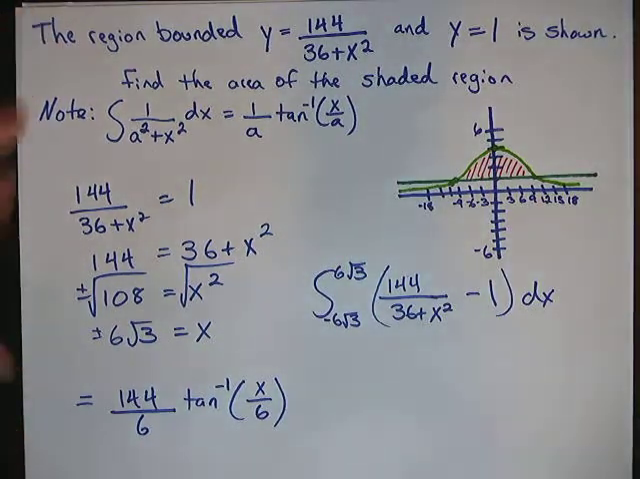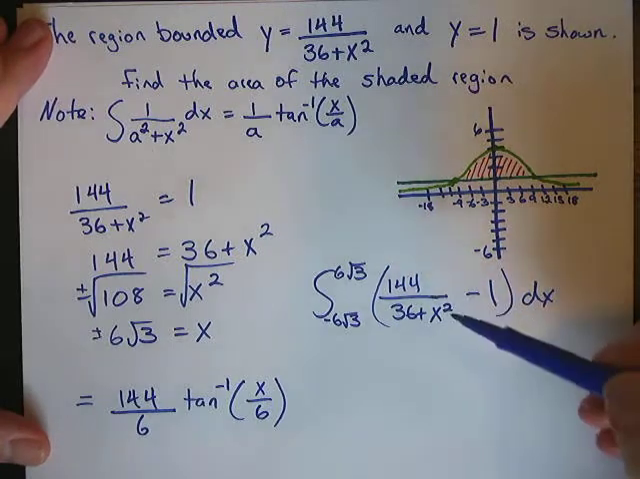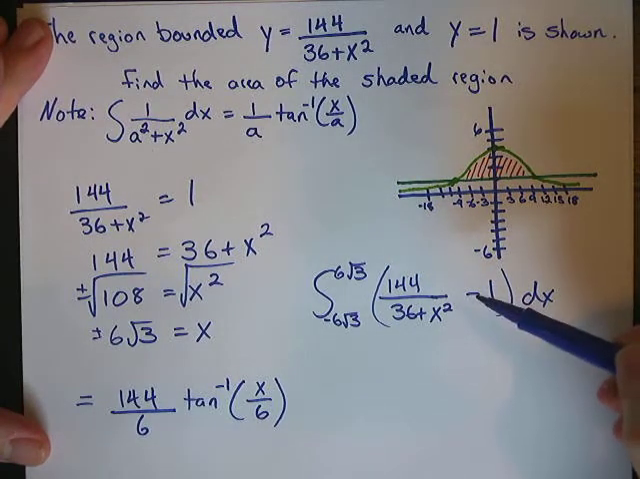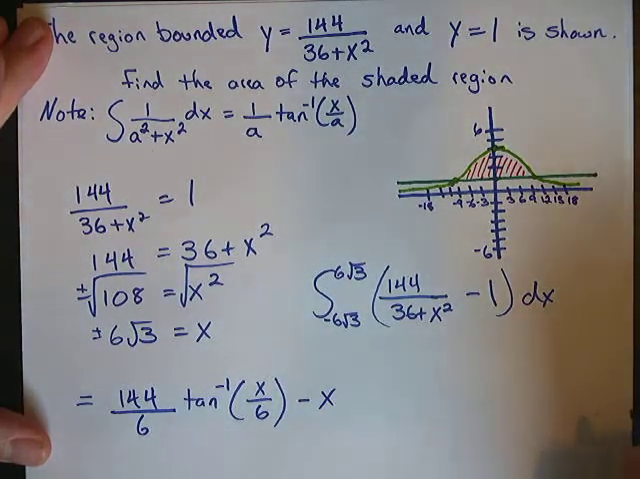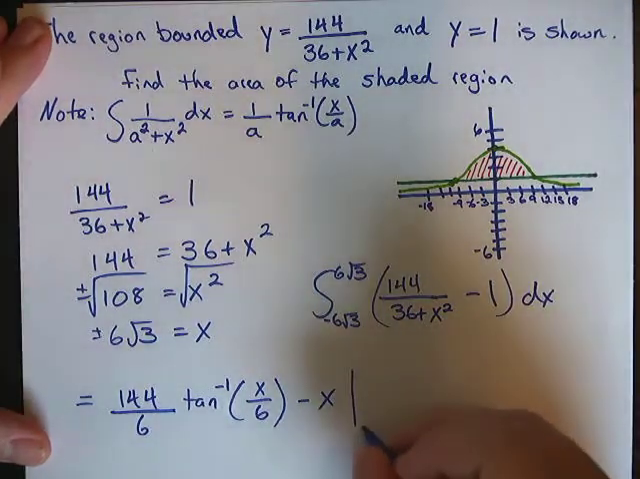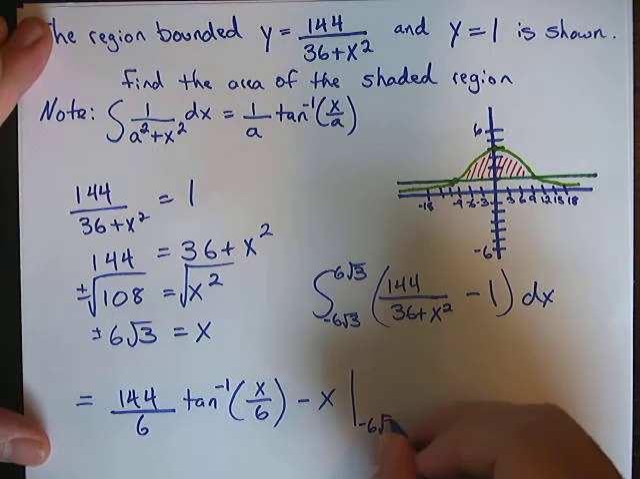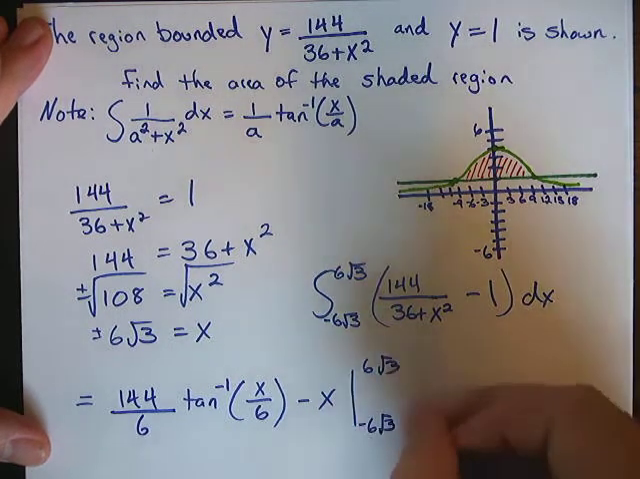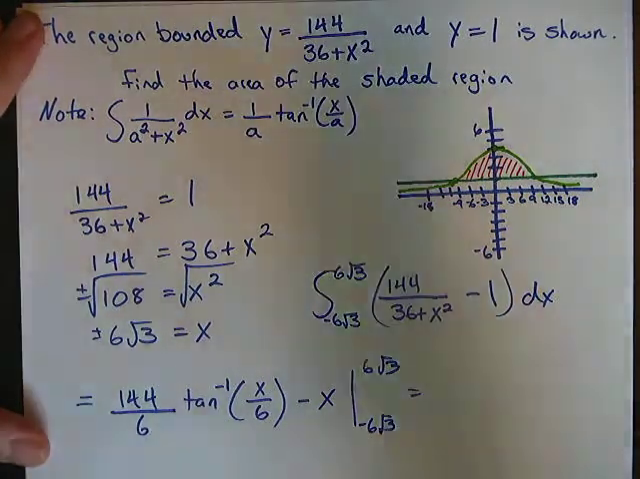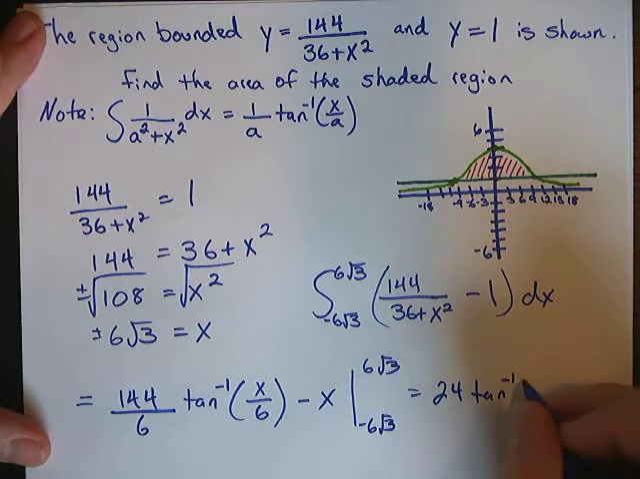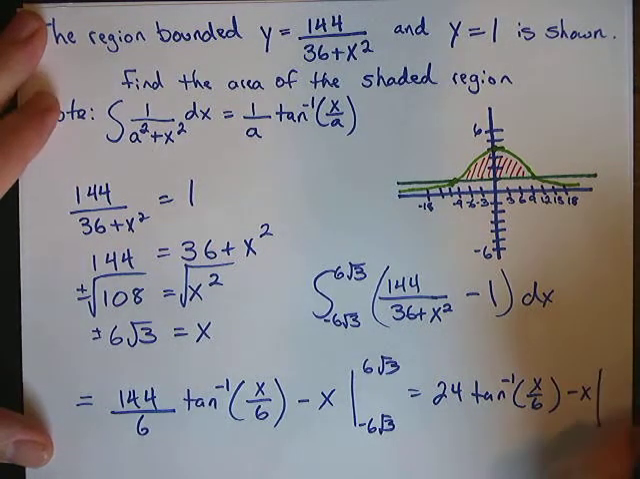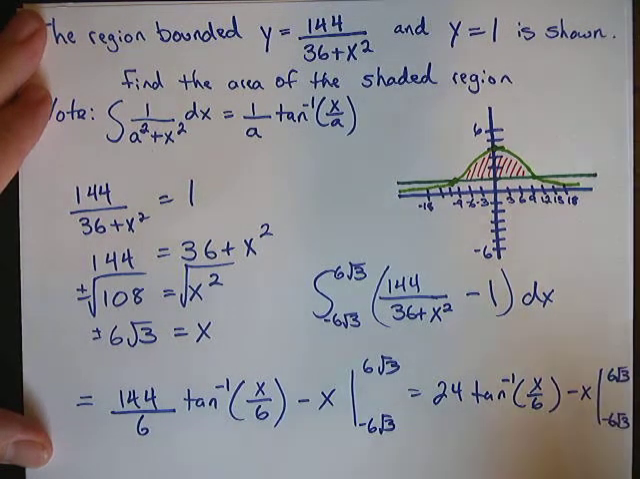Now that only takes care of this part of the integral. We still need to integrate the -1, which will give us -x. Let's write our limits here, -6 root 3 to +6 root 3. Let's clean that up a little bit. 144 divided by 6 is 24. So we have 24 inverse tangent of x over 6 minus x, from -6 root 3 to 6 root 3.